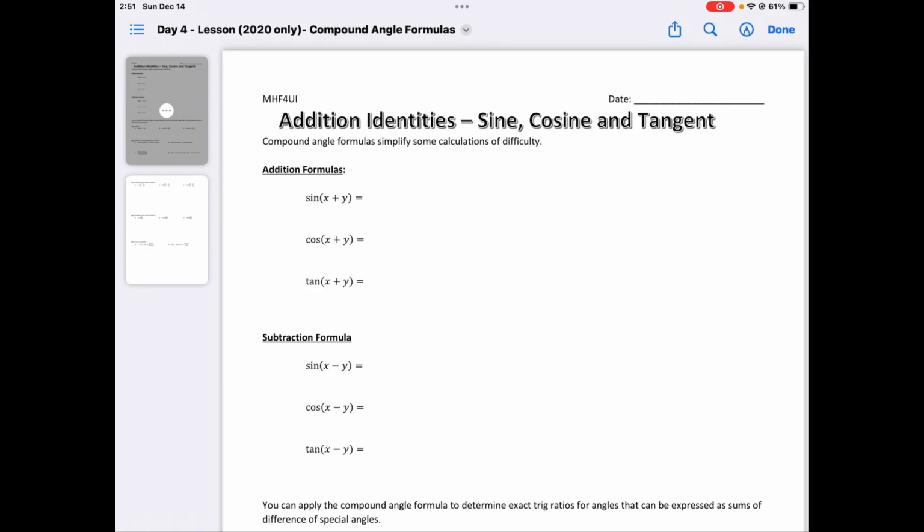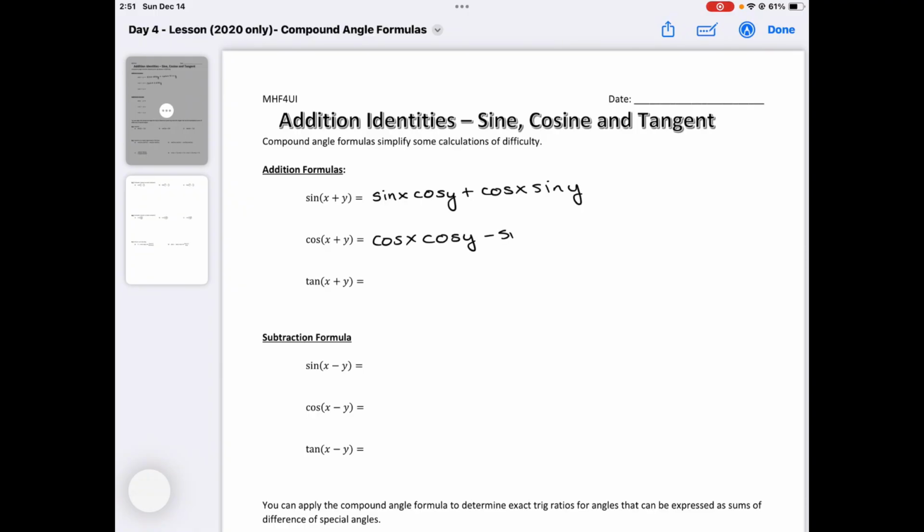This video goes over examples of the addition identities or compound angles. So these are identities that have previously been proven that you can use when simplifying expressions or solving equations. We've got sine x plus y is equal to sine x cos y plus cos x sine y. Then the cosine version of that is cos x cos y minus sine x sine y. And then finally the tan version, tan x plus tan y over 1 minus tan x tan y.